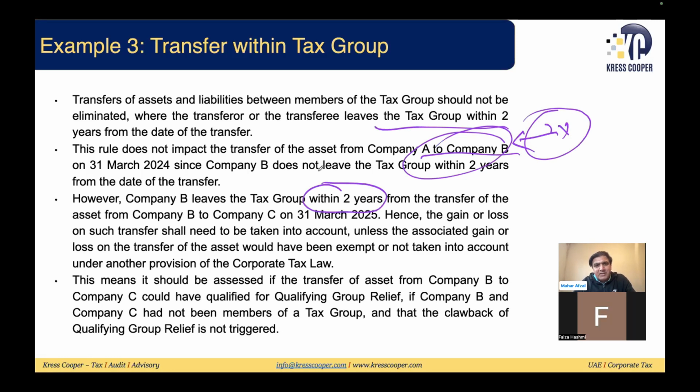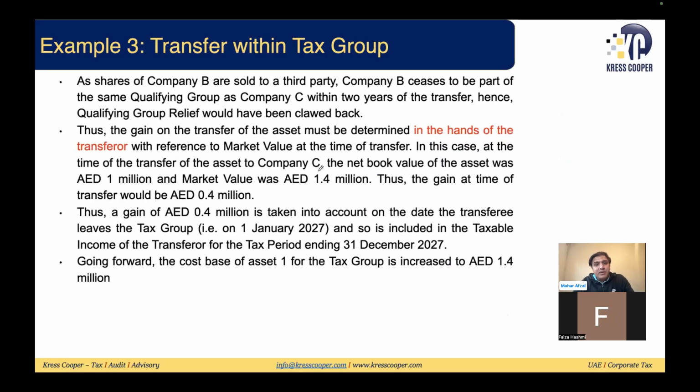Any other provision of the law is not applicable because they are not becoming part of a qualifying group as well. This means it should be assessed whether the transfer of the asset from B to C would have qualified for qualifying group relief. No, there is no qualifying group relief because this has been eliminated. And company C is not a member of the tax group, so the clawback of relief is not triggered. As the shares of B are sold to a third party, qualifying group relief is not applicable.